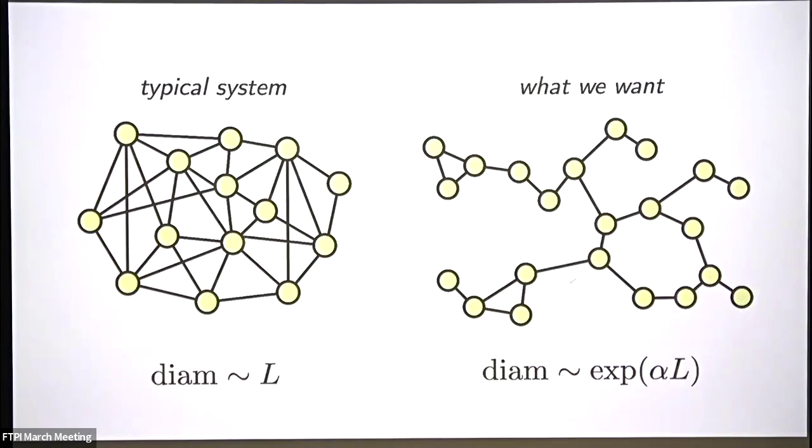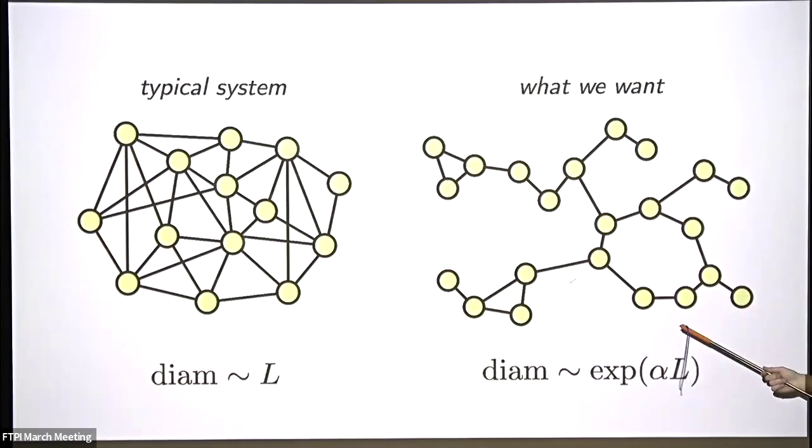Then how do you define the diameter? Oh, just that you look at all pairs of vertices in the graph, and you find the pair of vertices such that the minimum distance between those two vertices is large, and then that distance defines the diameter. Yeah, so we want to make a graph like this.